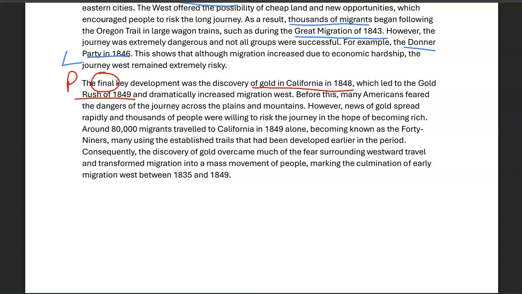Before this, many Americans feared the dangers of the journey across the plains and mountains. However, news of gold spread rapidly and thousands of people were willing to risk the journey in the hope of becoming rich. Around 80,000 migrants travelled to California in 1849 alone, and they became known as the 49ers, many using the established trails that had been developed earlier in the period. Consequently, the discovery of gold overcame much of the fear surrounding westward travel and transformed migration into a mass movement of people, marking the culmination of early migration west between 1835 and 1849. So I've linked back to the question there.